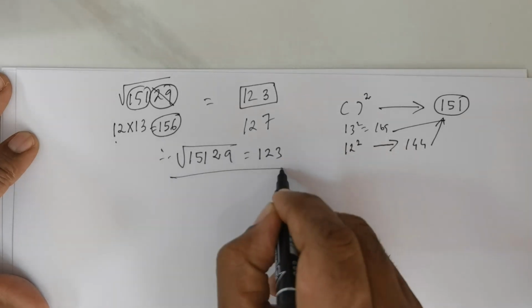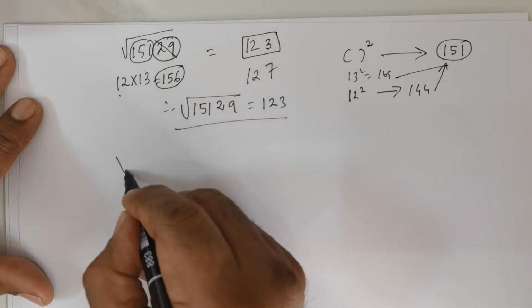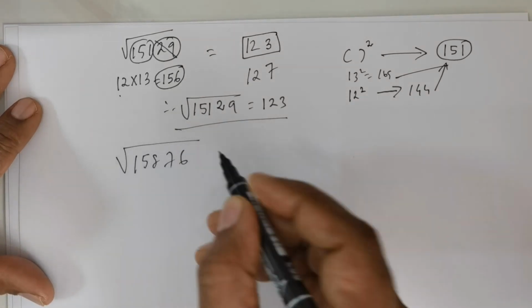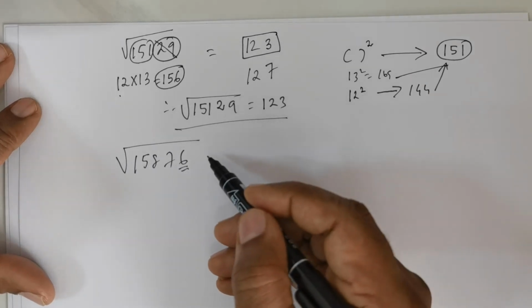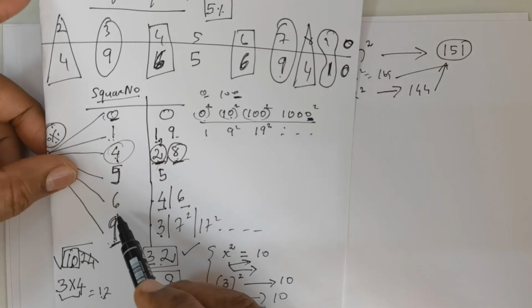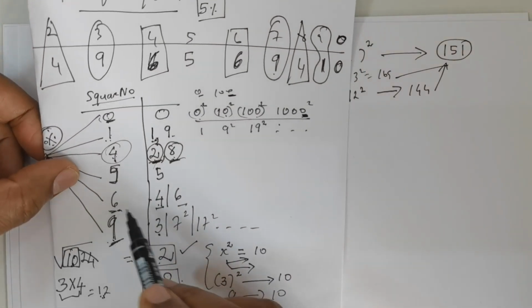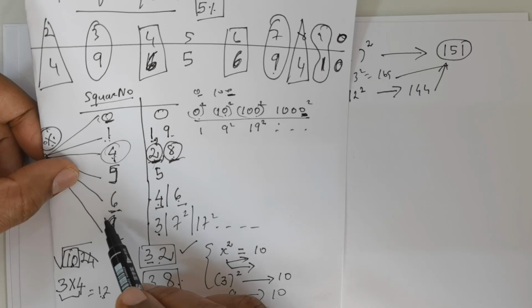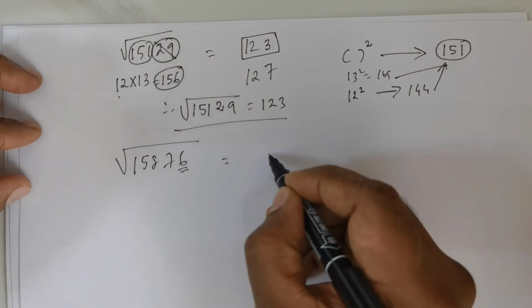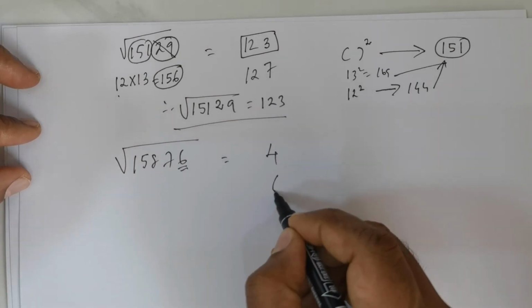So that's the solution. Now let me move on to the next question. Square root of 15876. Now as I mentioned to you, square of what number produces 6? So clearly go back to the table. I need to produce 6. 4 squared will produce me 6. 6 squared would produce me 6 at the unit place, of course. 16 squared, and so on and so forth. So clearly the choice should either be a 4 or a 6.